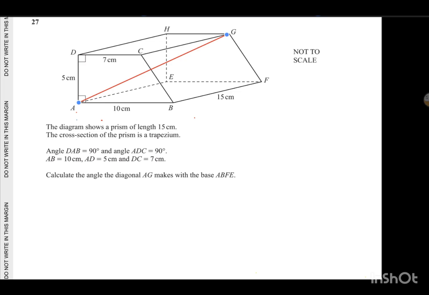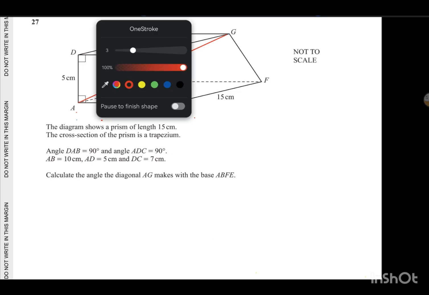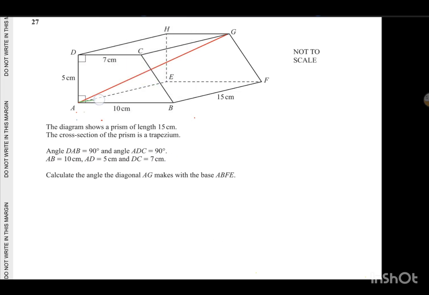AG, this is diagonal. It should make an angle with the base. So base also should have a line. Then only you can exactly find the angle. So this is that angle you need to find out. To find this angle, you at least need to know the measurement of two sides made by this triangle. So this is the right triangle. The right angle is here. So we need to know AG, AF, or we should at least know GF and AF to get this value of the angle.